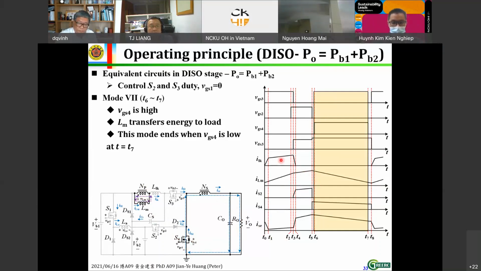In mode 7, the VGS4 is high. The LM transfer energy to load, and this mode will end when the VGS4 become low at T equal to T7. In mode 8, VGS4 and VGS2 are low. The LM continue to transfer energy to load. This mode ends when the VGS3 is high at T equal to T8.